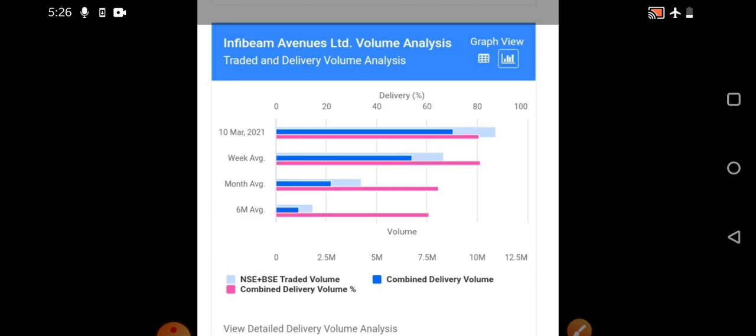In the weekly average you can also see that a little bit of deliverable quantity was present and a little bit of traded quantity was also there. So this particular stock is a little volatile. Today also it has gone near the 113 rupees level, but again it has retraced to 98, again 100. So you need to control your emotions if you are doing any sort of trading in Infibeam.